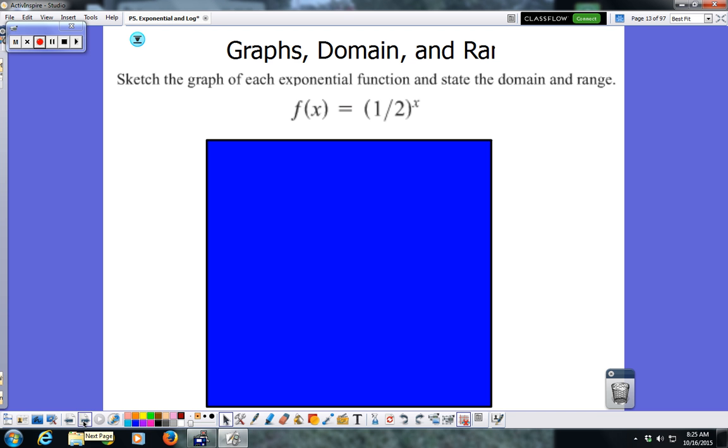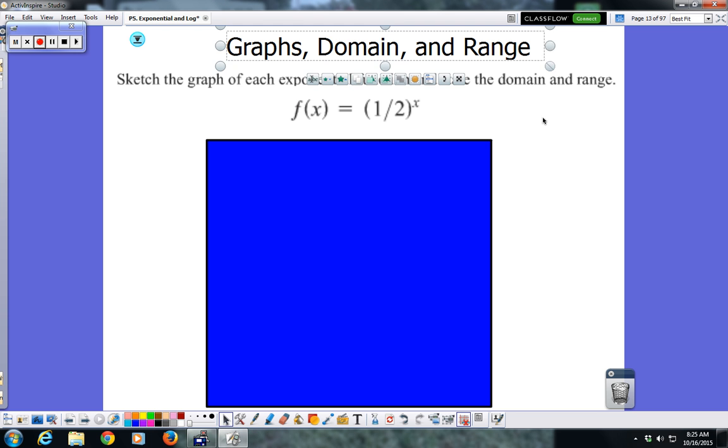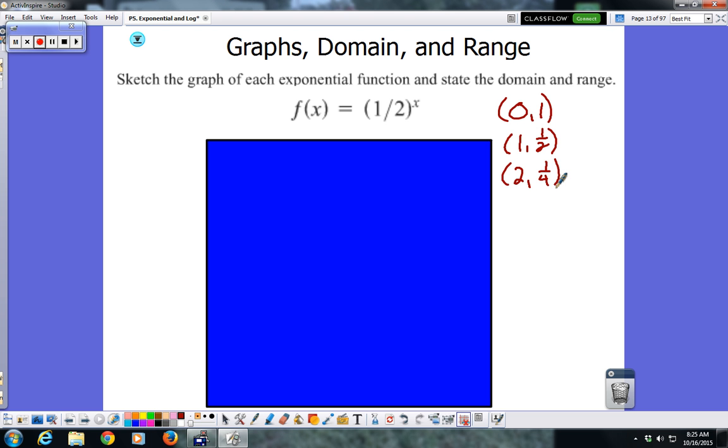Here you have an example of exponential decay. Because think about what happens with 1/2 to the x power. 1/2 to the 0 power, still 1. 1/2 to the first power is 1/2. 1/2 to the second power is 1/4. That's 1/2 times 1/2. 1/2 to the third power is 1/8. This is just like the 2 to the x power. It's kind of flip-flop, though, right?